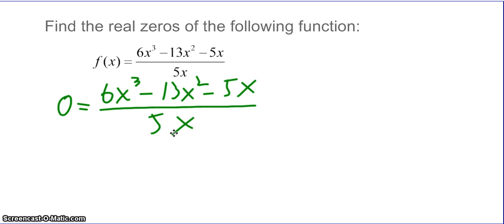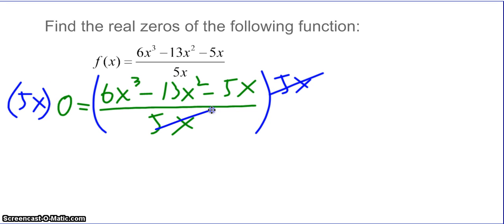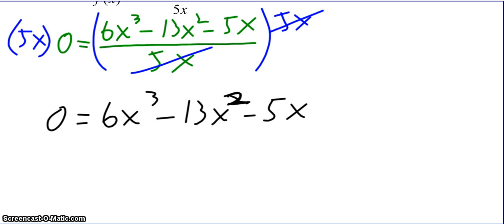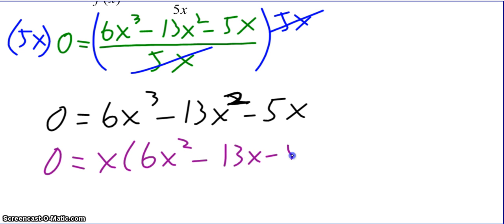Now, if you remember the example that I did a few days ago, what we did next was multiply both sides by the least common denominator to get rid of that. And so we ended up here, we'll get 0 equals 6x cubed minus 13x squared minus 5x. I apologize, that's a sloppy squared. Now we can factor. I know I have at least a greatest common factor of x. So 0 equals x times 6x squared minus 13x minus 5. 6x squared minus 13x minus 5. This is also going to factor.